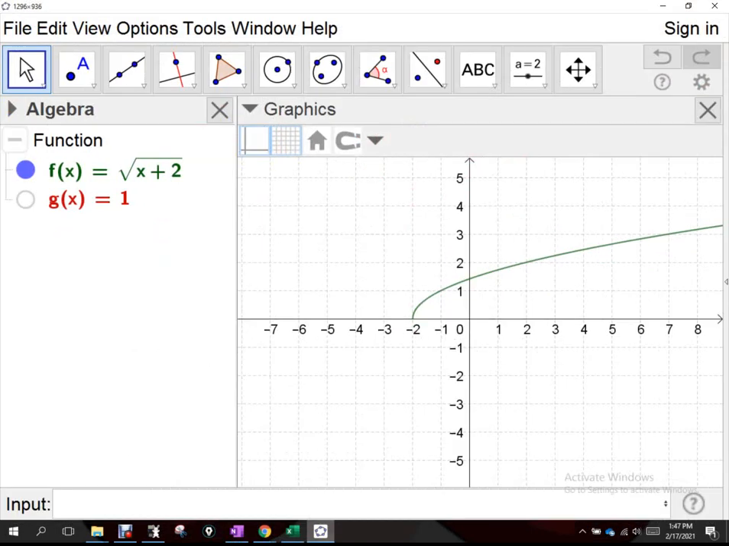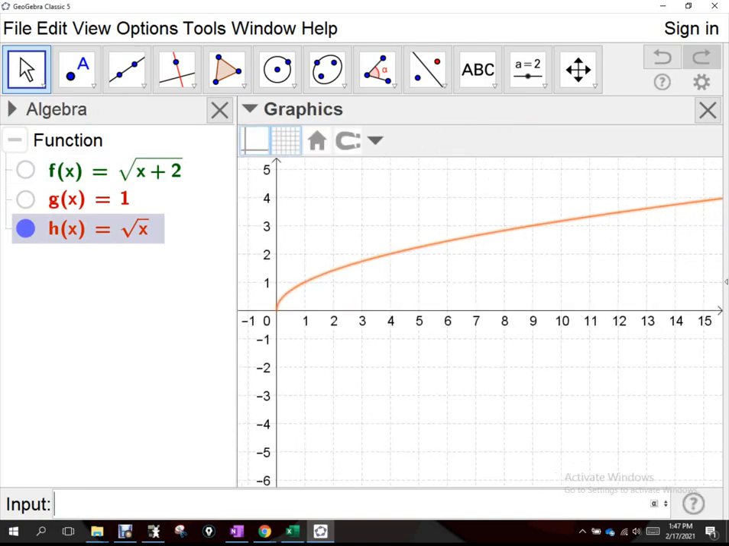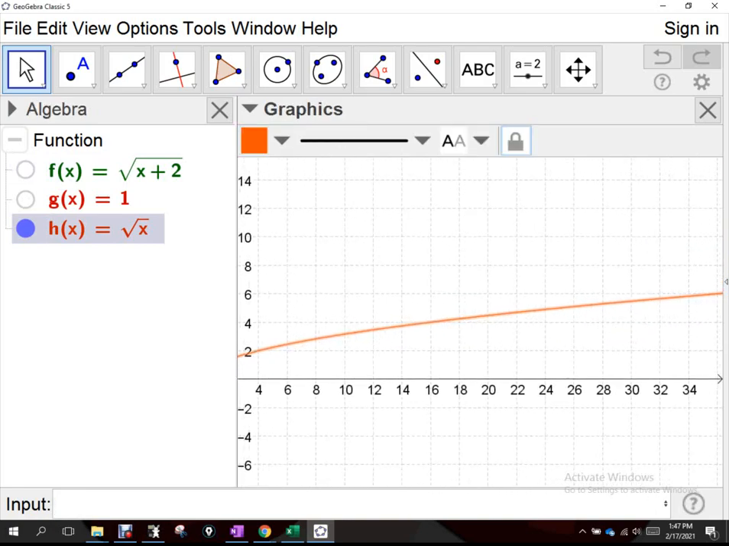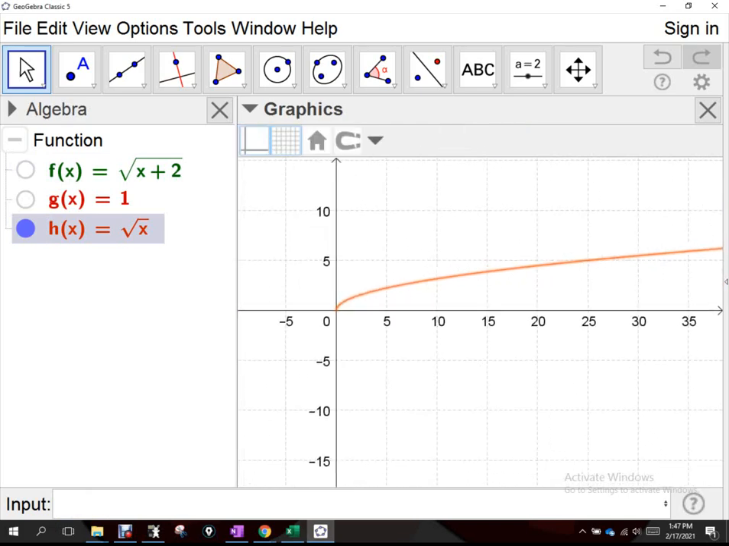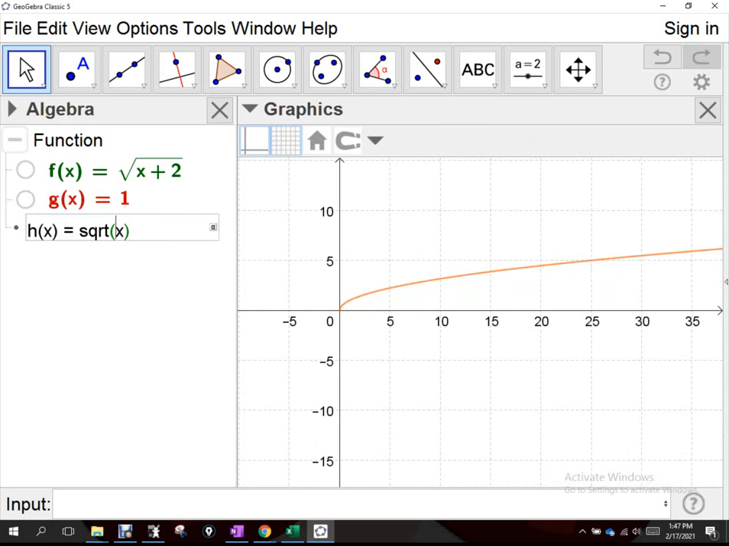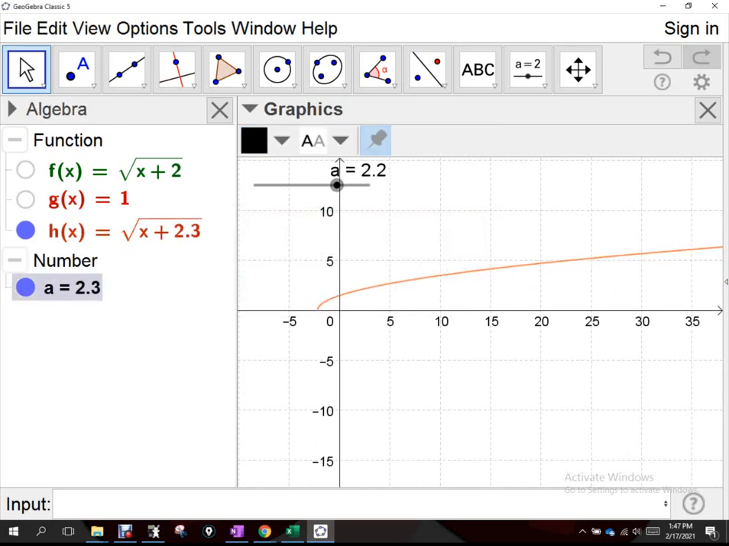So I'll show you the parent function for the square root. It looks like that. As far as I go to the right, it continues to rise, just pretty slowly. Does that make sense? Now, if I add something, let's just say add a, to this, you can see that adding or subtracting something underneath will move that curve left and right. Does that make sense?